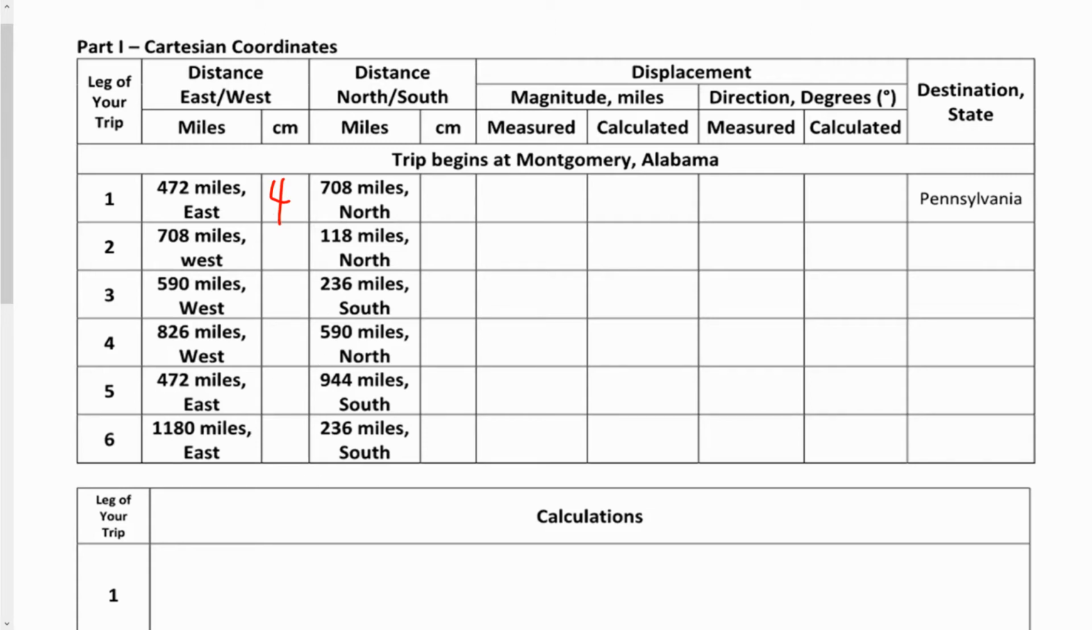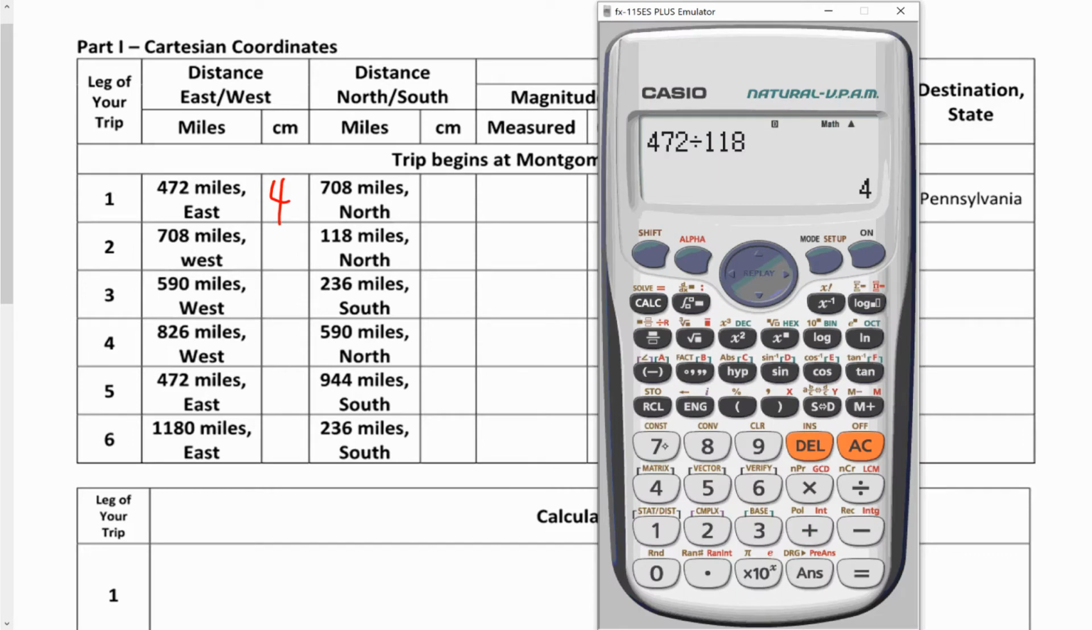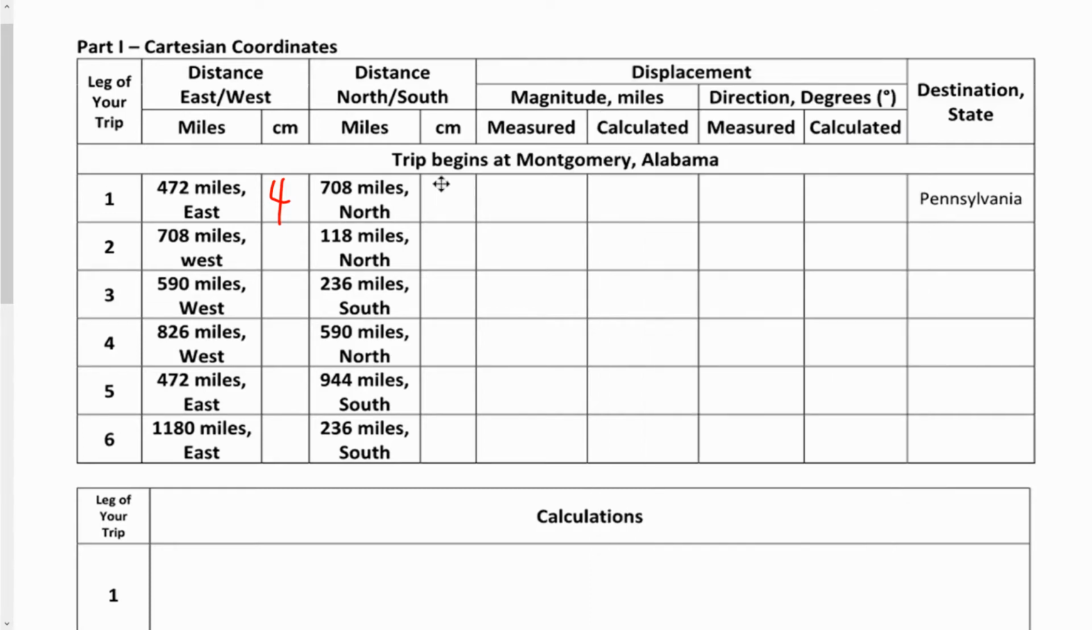Now let's figure out how many blocks north we're going to go on this map. So 708 divided by 118, and this is how you can do all your calculations. If I was you, I might go through, so this is 6, and go ahead and just knock all these calculations out to begin with, and that way it'll make doing this lab fairly easy.